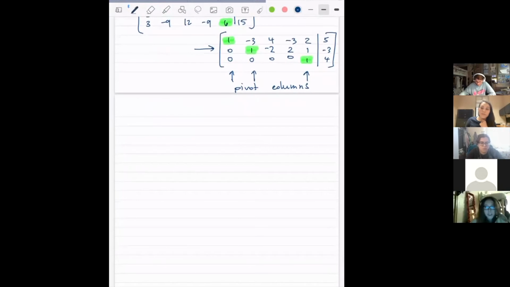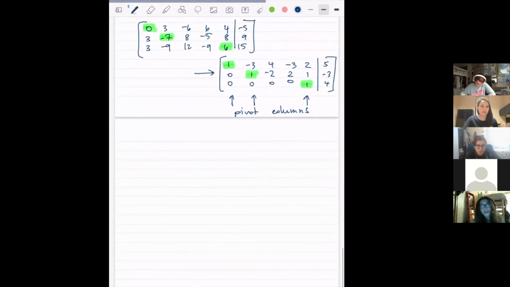I have a question. So if in the process of row reducing the matrix, you flip rows, the pivot points are still in the same, like you don't flip them with the row. No, you don't flip them with the row. Okay. They just, yeah, exact correspondence.